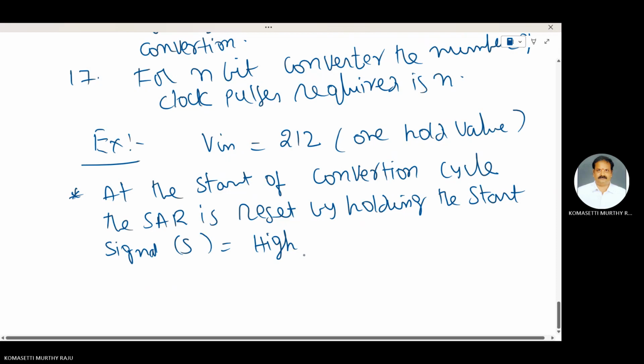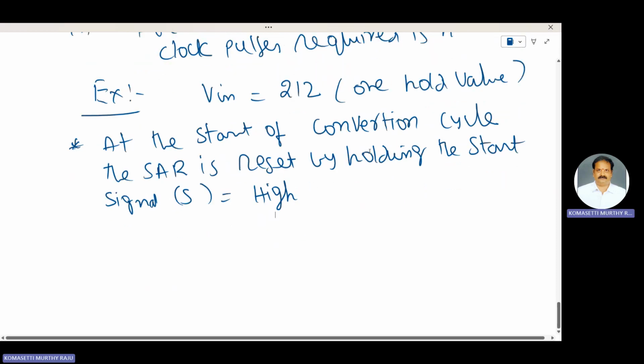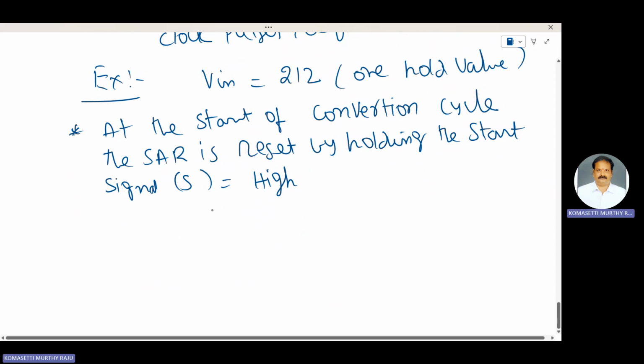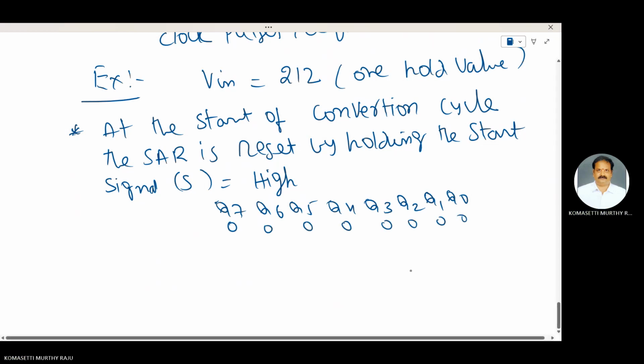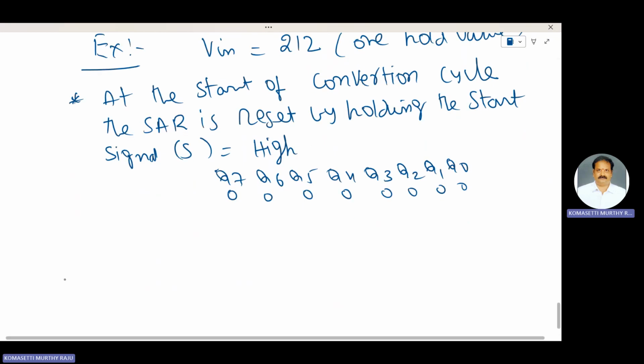That means the 8 bits of the SAR are reset. That means Q7, Q6, Q5, Q4, 3, 2, 1, and 0, all bits are zeros. Start signal high means the SAR is reset. Okay, next point: for 8 bits, 8 clock pulses will be required.